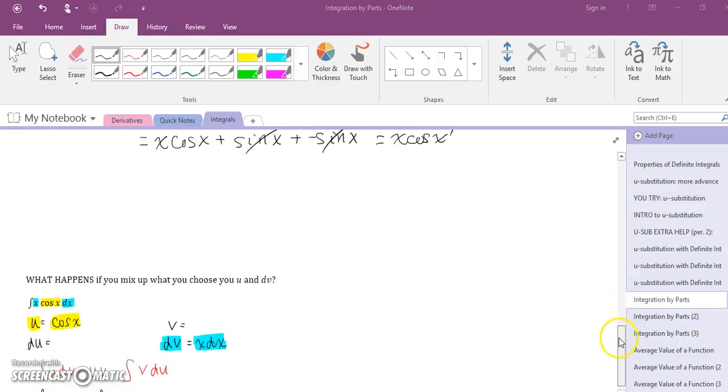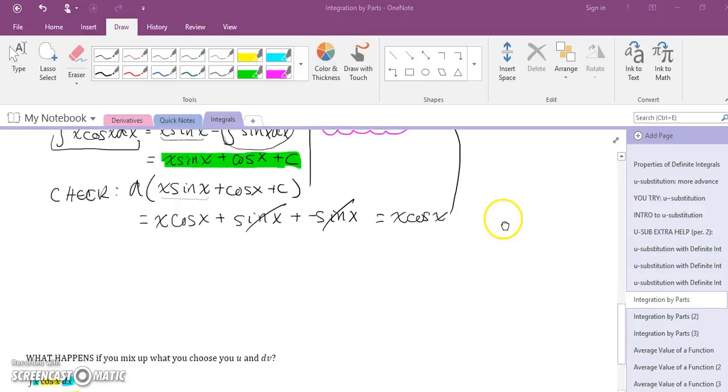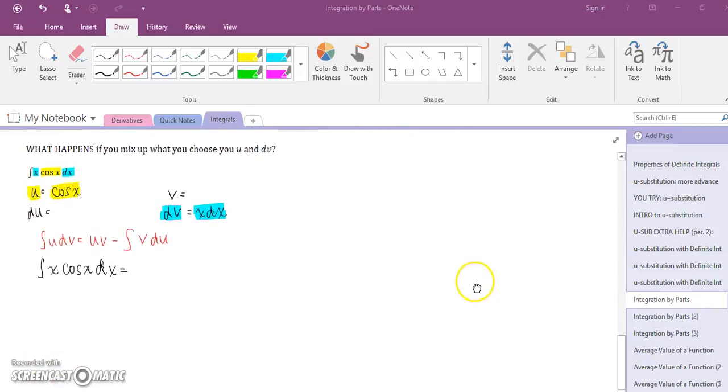All right, let's do a couple more examples. So I picked u and dv, and what's probably going to happen at least once to you is you're going to pick them incorrectly and mix them up. So let me show you what's going to happen. It's going to be very obvious right away because you're going to end up with something ugly. Let's say instead of letting u be x, you make cosine be the u. So then x dx is your dv.